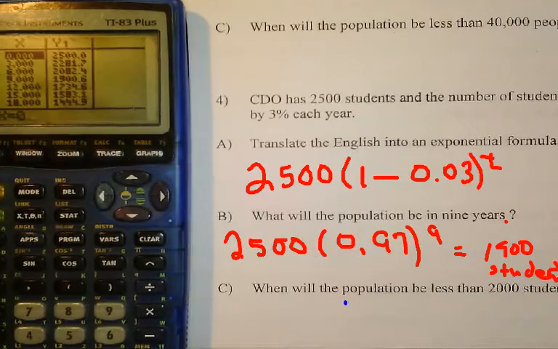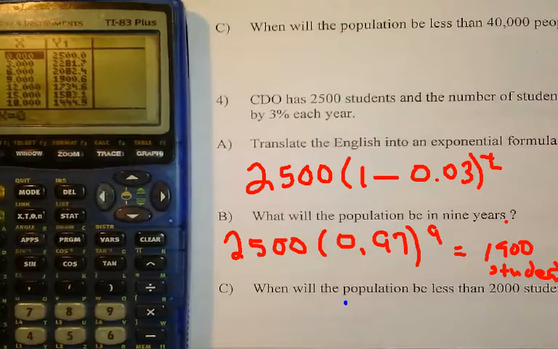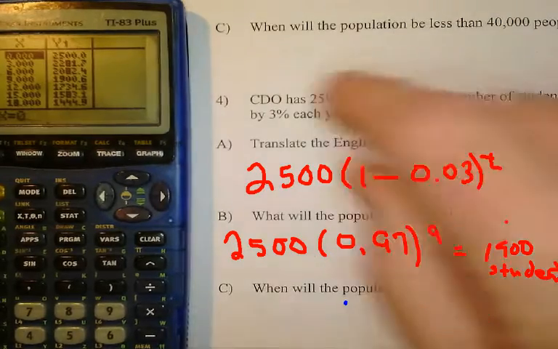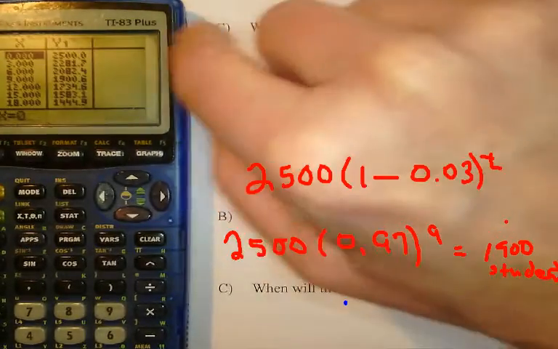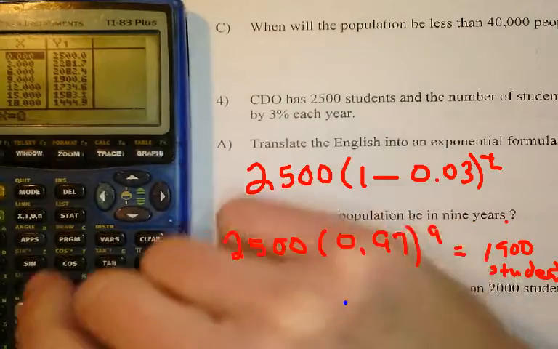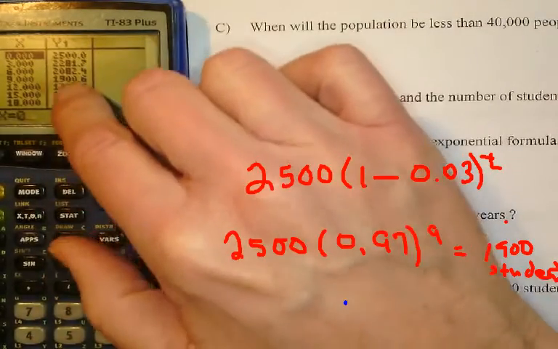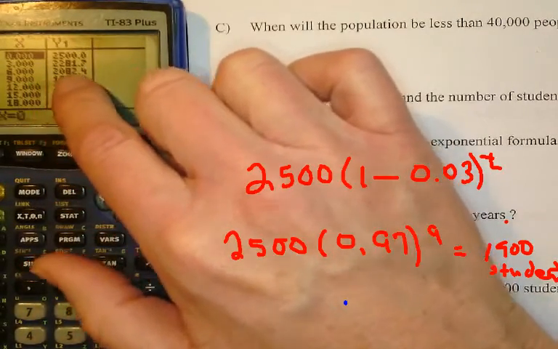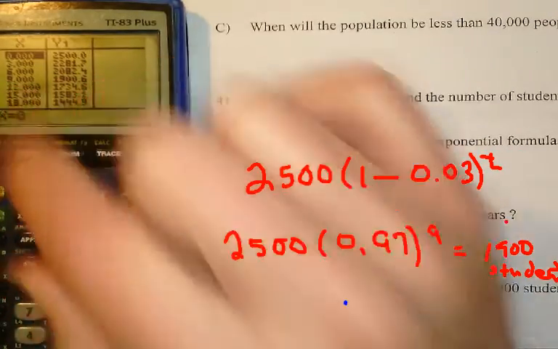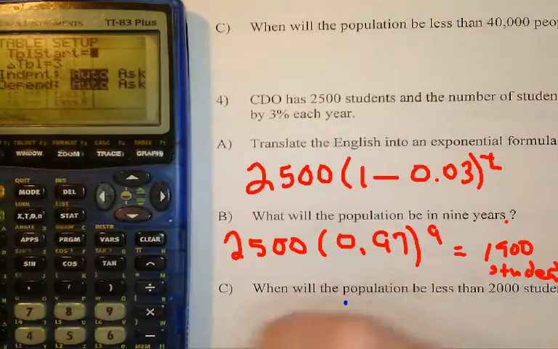So what's the population going to be? 1,900 students. And when, what year, right? So when will the population be less than 2,000? Well, obviously 9 years it's less than 2,000, but is there a time when it's less than 2,000 before 9 years? So looks like 6 was 2,082, 9 was that, so let's go to 6.